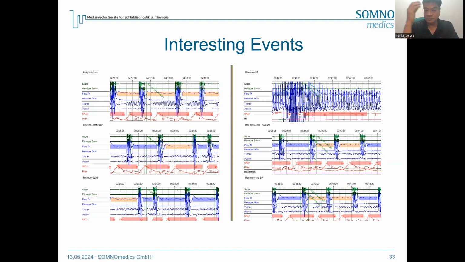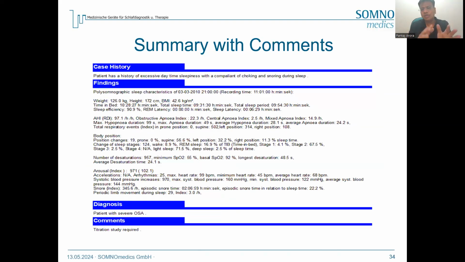Then we can also have interesting events in our report. It will give you the lowest desaturation, the biggest apnea, the maximum heart rate, and the minimum heart rate. It will also give you the maximum and minimum systolic blood pressure, and the maximum and minimum diastolic blood pressure. So it gives you again a snapshot of the most severe events happening during the night.